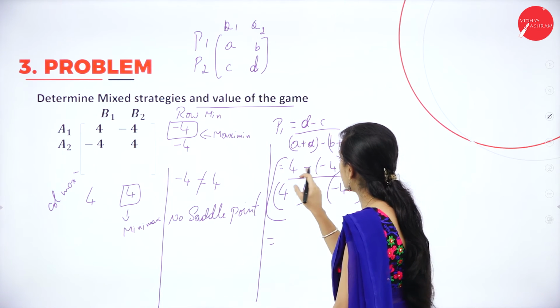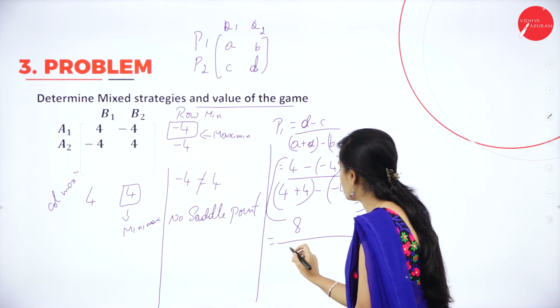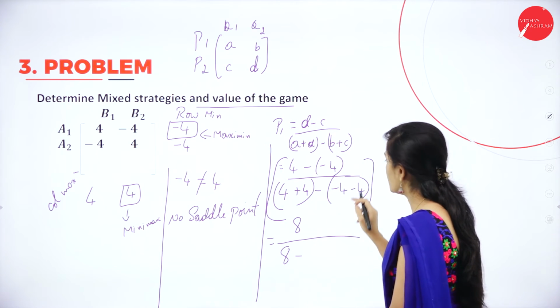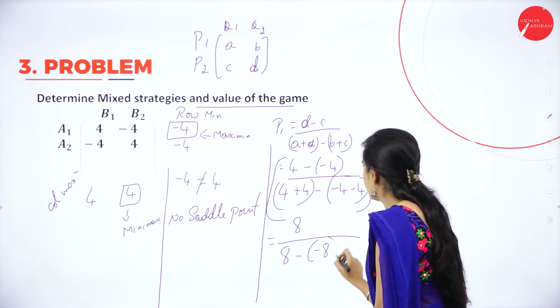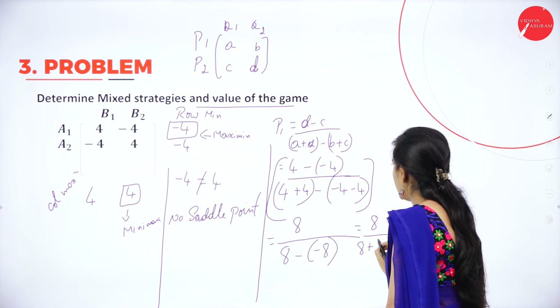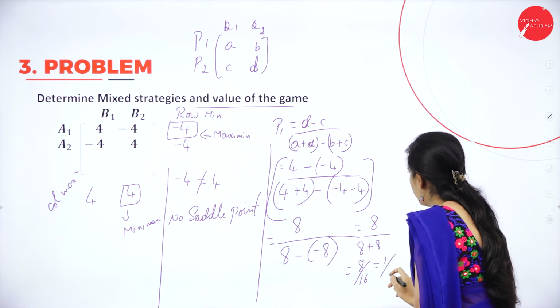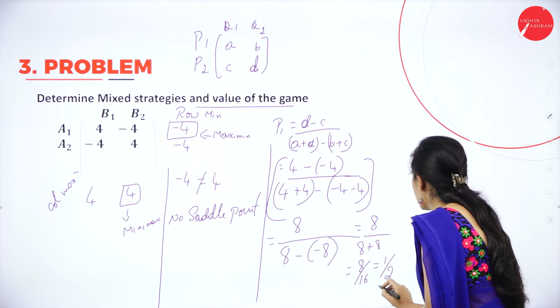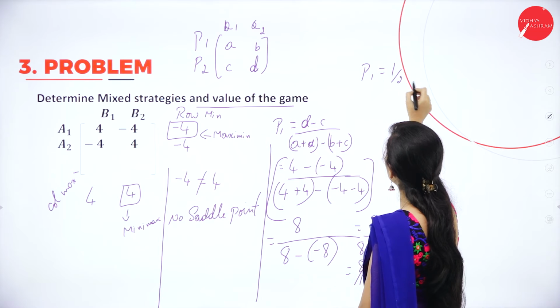Now simplify this, minus into minus plus. So 4 plus 4 is 8, divided by 4 plus 4 is 8, minus 4 minus 4 is minus 8. So 8 divided by minus 8, minus into minus plus. So 8 plus 8, 8 by 16, 1 by 2. So P1 is equal to 1 by 2.